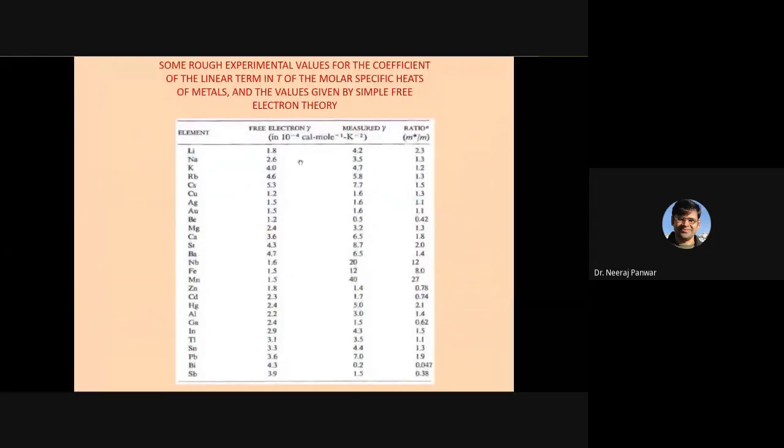Now, we have shown the measured value of gamma and the proposed or the free electron gamma for certain metals. For example, you can see in case of lithium or sodium, the free electron gamma is 1.8 into 10 to the power minus 4 calorie per mole into Kelvin square. Experimentally observed value is 4.2. Therefore, effective mass to the mass of free electron ratio is 2.3.